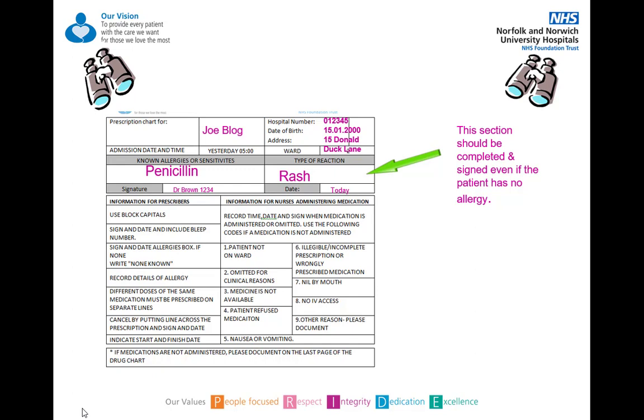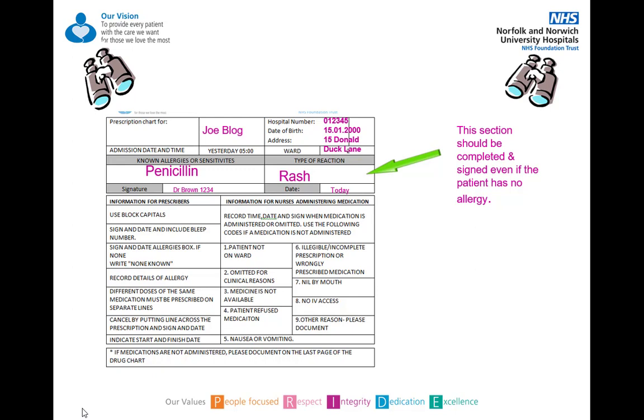You'll also note there's information for prescribers and there's information for nurses administering the medication. Now, you don't have to read every part of the information in this section. You just have to highlight that there's information for prescribers and there's information for nurses administering the medication.